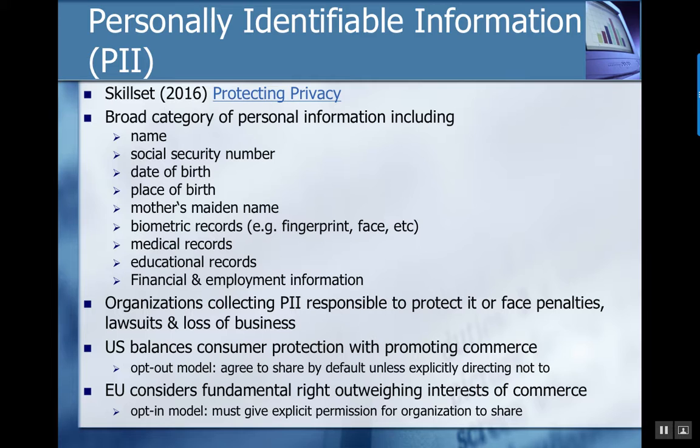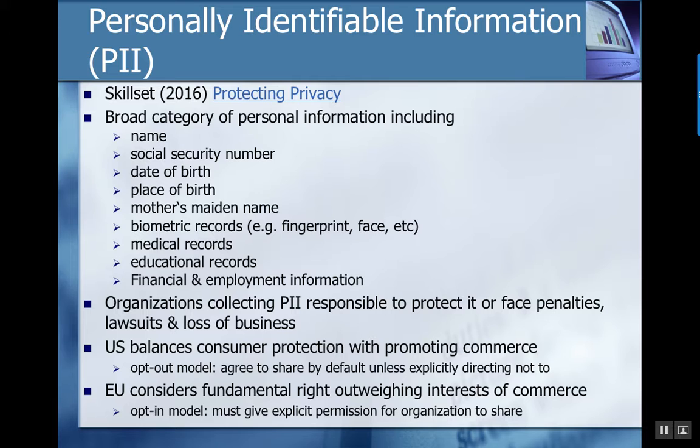The thing that's interesting, that's in the U.S. If you compare that to the EU model, it flips it about. So the EU considers the information protection to outweigh the interests of commerce.